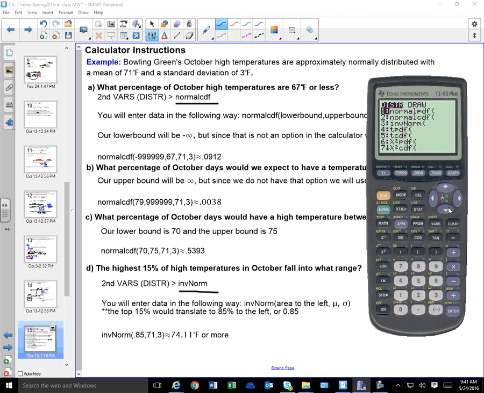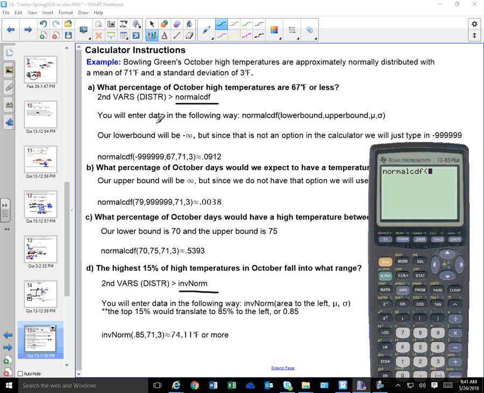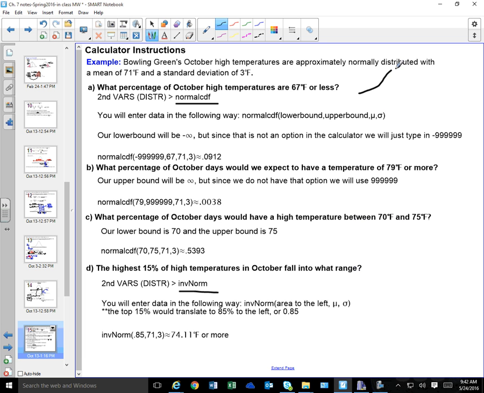We're going to go to distributions, the same place we went for our binomial PDF and CDF back in chapter 6. We're going to do the normal CDF. The way we put in our information here is we do normal CDF, lower bound, upper bound, mu, and sigma. Okay, so what that's talking about is, this isn't going to be a very great drawing, but just pretend it looks good. So our mean is 71, right? We're wanting to know 67 degrees or less. So we're wanting to know this area over here.